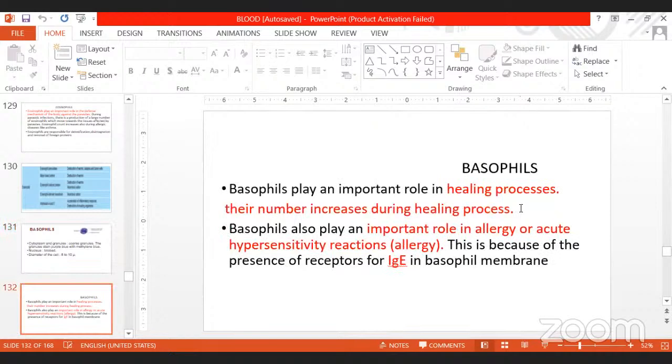So the basophils play an important role in the healing process. So their number increases during healing. After an infection or a wound, the healing process will be mediated by the basophils, and it also plays an important role in allergy or acute hypersensitivity reactions because of the presence of IgE receptor in the basophil membrane.